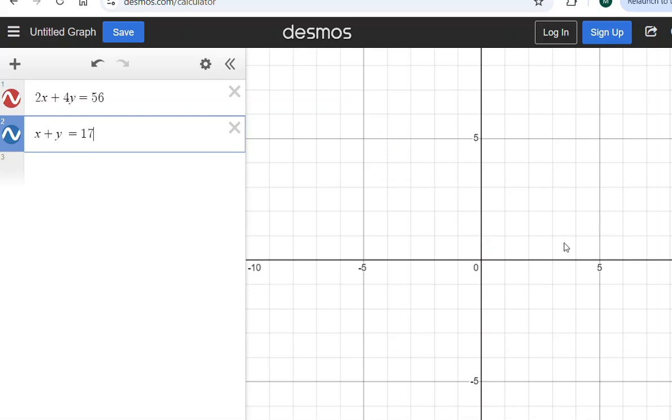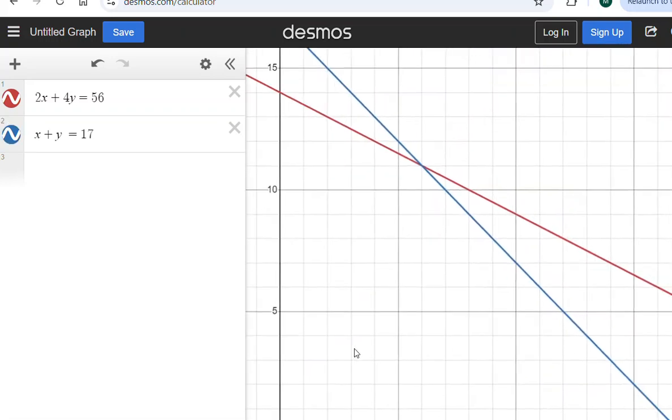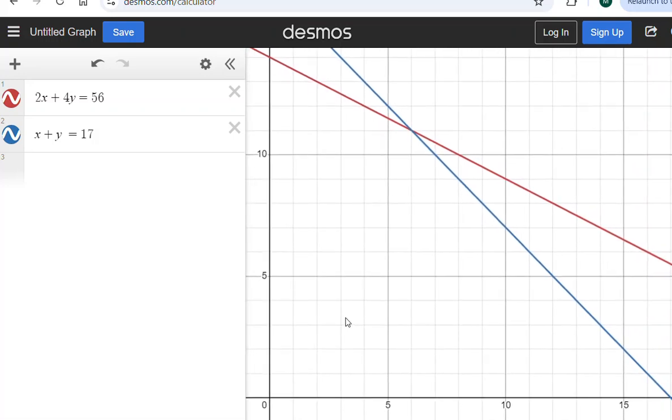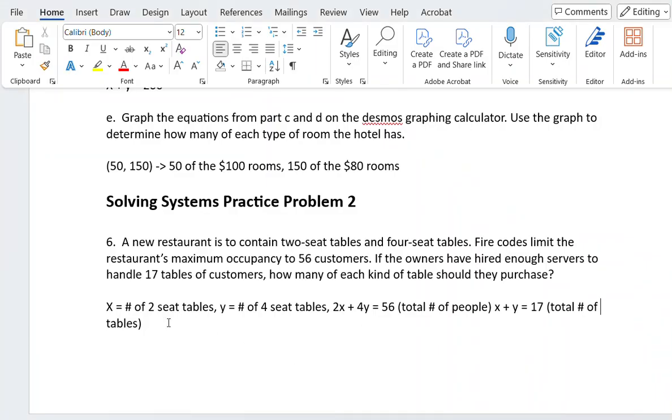So I can't quite see my lines, but if I move my graph just a little bit, I can see that they are right there. And clicking on the point where the 2 lines cross, I see that it is 6, 11. So, graph in Desmos, lines cross at 6, 11.